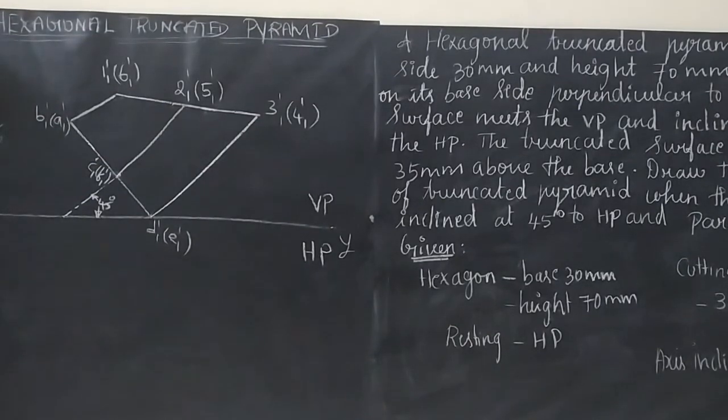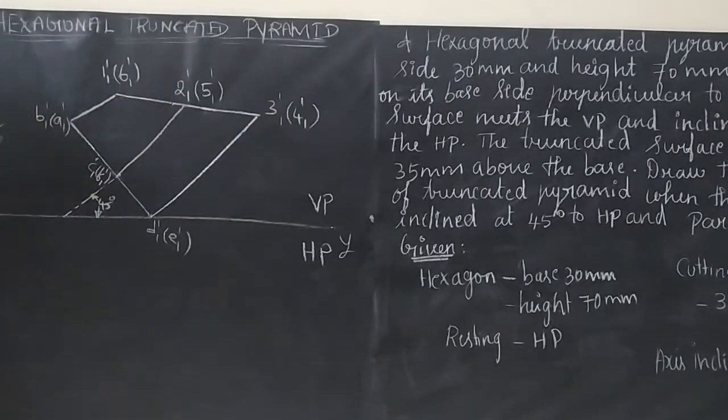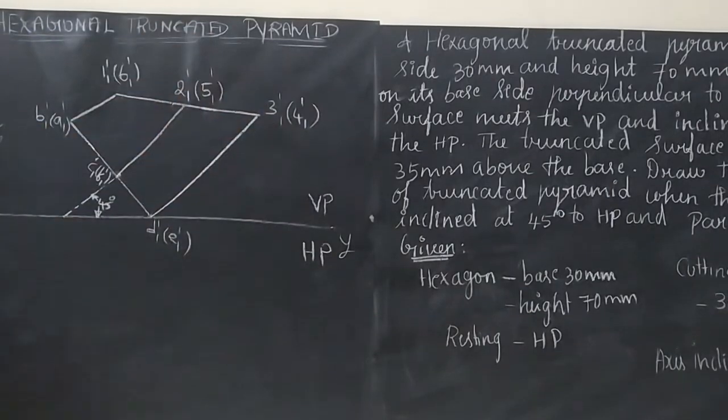Measure this distance from D dash to 3 dash. From D dash, try to cut an arc. Just measure from 2 dash to 3 dash. From here, just measure this distance and keep your compass and cut an arc so that you can get the last point. Now we can easily join all the points. When you join, you will be getting the truncated solid.